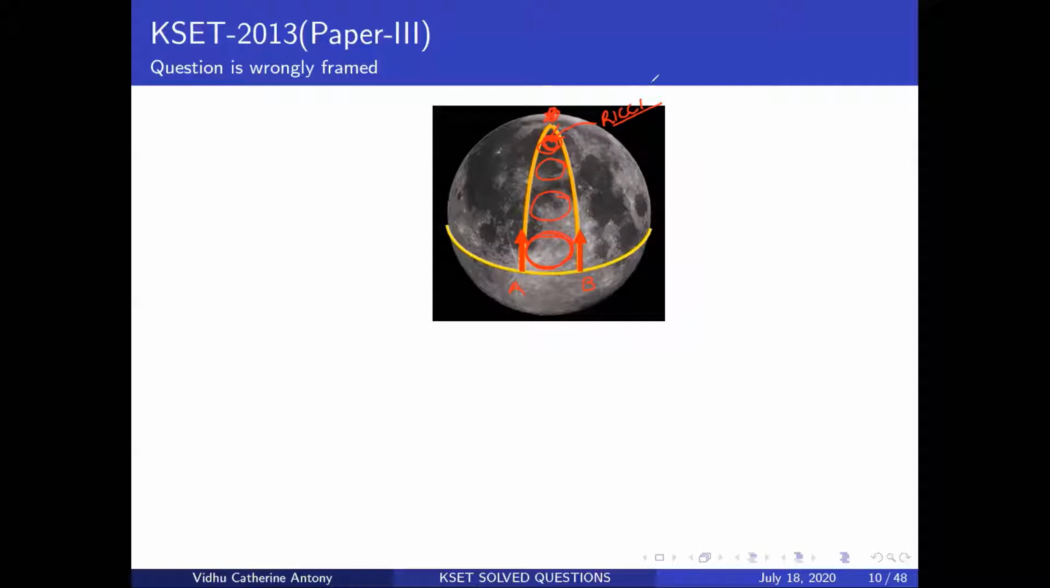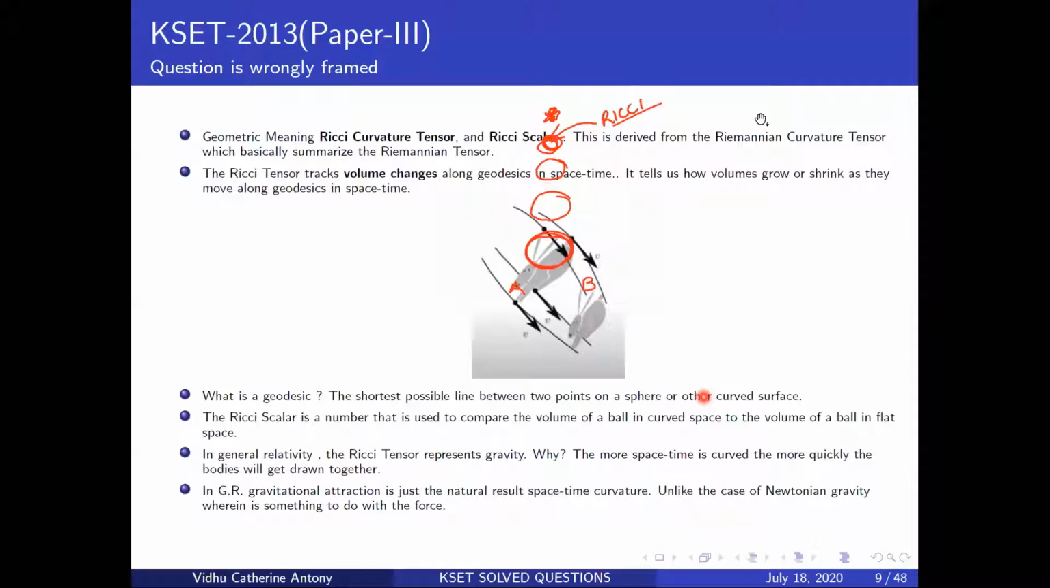Okay, so what did we look at? Let's go back a bit. We looked at this, which said that in general relativity, it represents gravity. The more space-time is curved, the more quickly the bodies will be drawn together. So it will tell me when people will come together at that point, right? That's what I told you before. So the Ricci tensor represents gravity in general relativity.